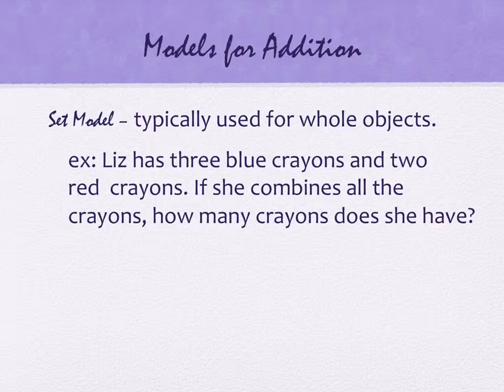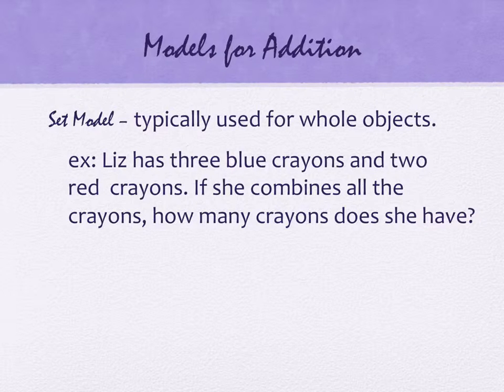The first model for addition is called the set model. It's typically used for whole objects. Okay, so I know we're using whole numbers, but it's objects that can't be divided and still make sense. You know, like people. We don't divide people in half. It doesn't work. All right? But there are some things that we could divide in half and it would make sense, like cookies. You guys with me? Okay, so this one is the one that's whole objects.